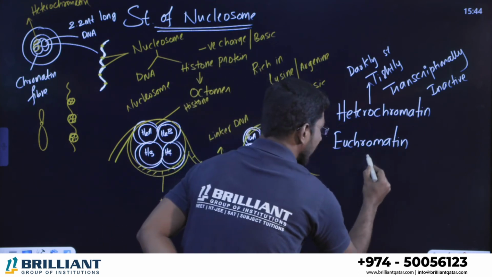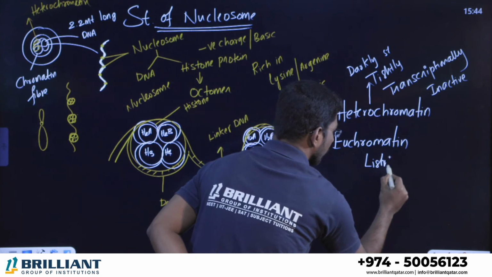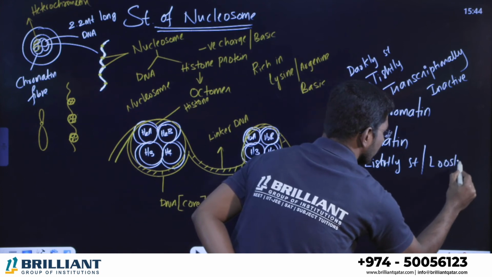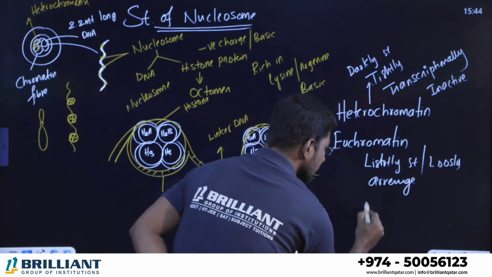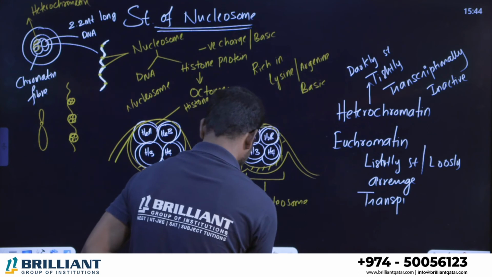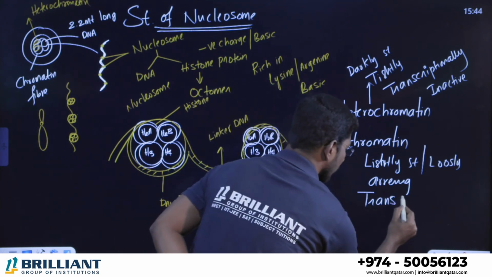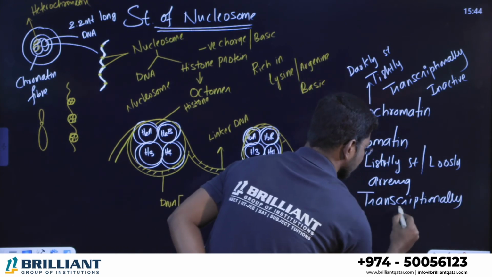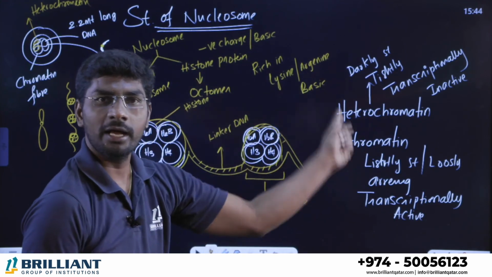And what about the euchromatin? It is lightly stained and loosely present, loosely arranged. And this DNA is transcriptionally active. This is what? Transcriptionally active. Remember, euchromatin and heterochromatin.